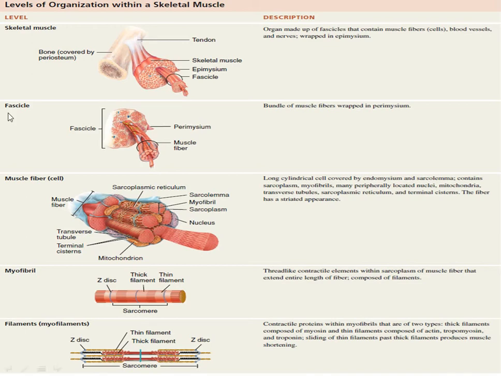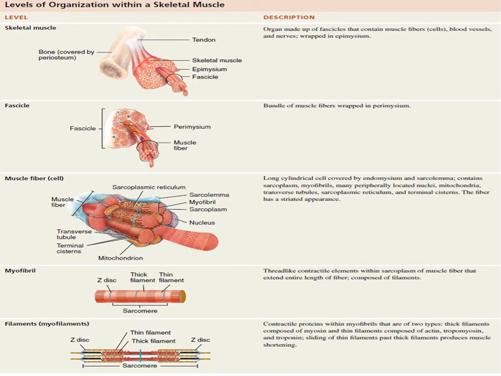Next is the fascicle, a bundle of muscle fibers wrapped in the perimysium, the covering of the fascicles, which is called the perimysium. Next is the muscle fiber, or cell, a long cylindrical cell covered by the endomysium and the sarcolemma. It contains the sarcoplasm, myofibrils, peripherally located nuclei, mitochondria, transverse tubules, sarcoplasmic reticulum, and the terminal cisterns. The fiber has a straight appearance.